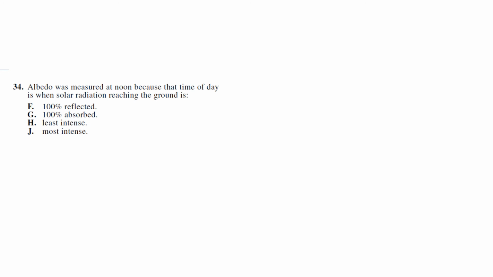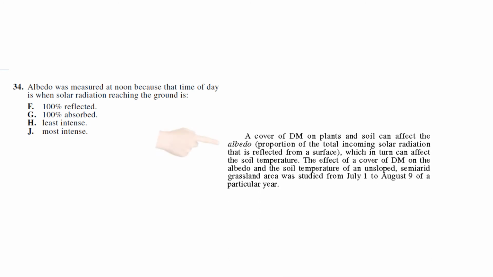Albedo is measured at noon because that time of day is when solar radiation is... All right, so albedo, let's first see what that is. It's the proportion of total incoming solar radiation that is reflected from the surface. That's in paragraph 2. So it's 100% reflected. Now nothing's really 100% reflected any time of day. 100% absorbed, no. Least intense or most intense? Well, at noon, we know the sun is most intense, not least intense. So it has to be J.